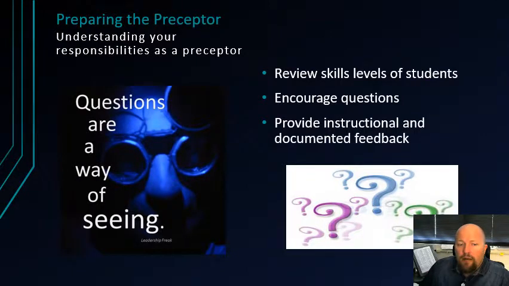So again, we have to understand that questions are a way of seeing. We won't know if we don't ask. The students won't know if they don't ask. So we review skill levels for each student. We encourage the students to ask questions and provide instructional and documented feedback to the student by means of our evaluation. It comes down to being honest and providing good, solid feedback to that student, so they know which way they're going. Are they going backwards in their experience, or are they moving forward?